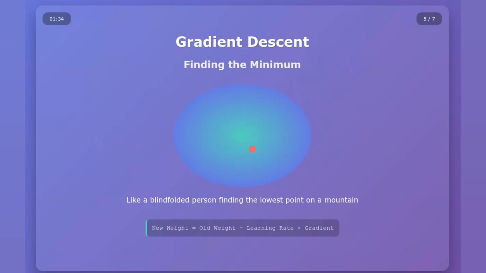The most fundamental is gradient descent. Imagine you're blindfolded on a mountain trying to find the lowest point. You take small steps downhill, constantly checking the slope. Gradient descent does precisely that. It takes small steps in the direction opposite to the gradient, downhill, effectively reducing the loss.